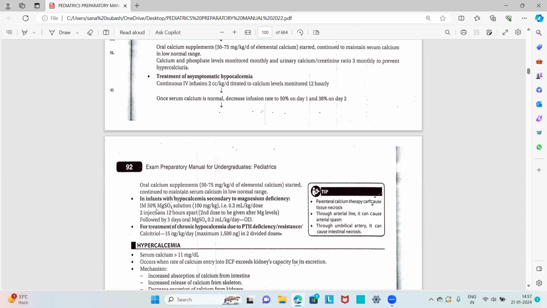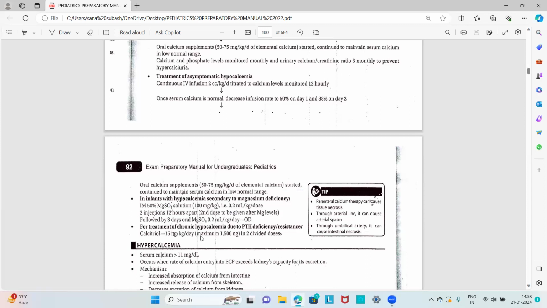That is intramuscular 50% magnesium sulfate solution, 100 milligram per kilogram, that is 0.2 ml per kilogram per dose. Two injections, 12 hours apart are required. The second dose is to be given after checking magnesium levels, followed by 3 days of oral MgSO4, 0.2 ml per kilogram per day once daily.